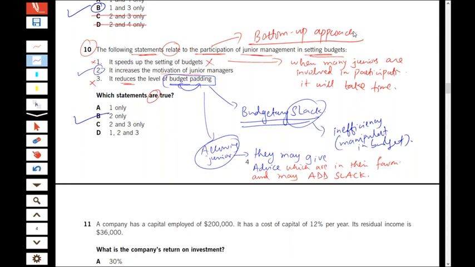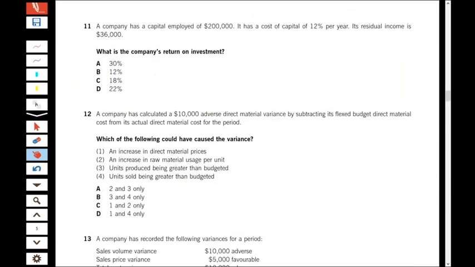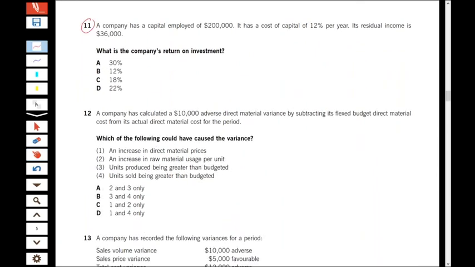Okay, students, that's very good that you have understood this concept. Question number 10 is done. Now this is question number 11, and the question is asking what is the company's return on investment? Return on investment means ROI. I'm giving you just 1 to 2 minutes to solve this question. Just drop your answer here in the question box. Your time starts now.